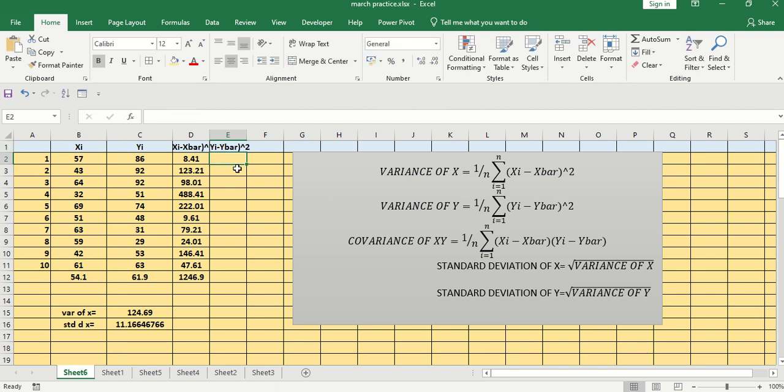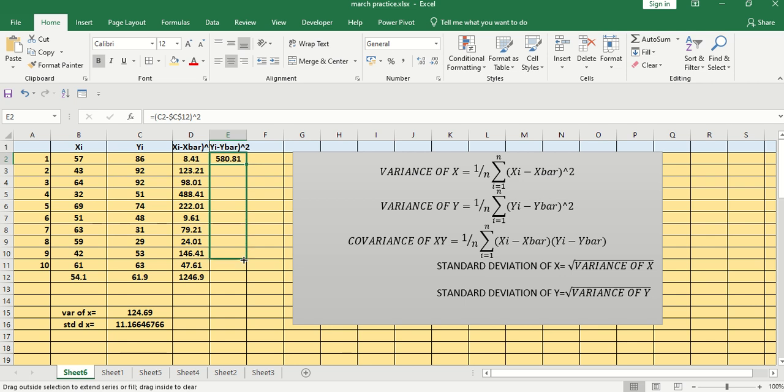So what we are going to do, start still with the equal sign, click y, the first value of y, minus the y bar, then close the bracket. After closing the bracket, then put power 2 because it's squared. Then remember to bind the cell by using the dollar sign on your keyboard. Then click enter. That is y minus y bar squared.